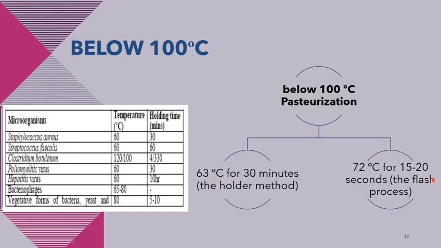So here there's a tabulation which gives the temperature and holding time for different microorganisms that are present in different materials like milk, wine, or beer sources, which are used for the pasteurization method of sterilization.